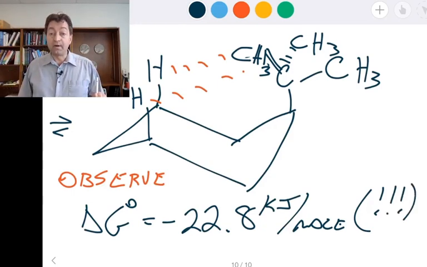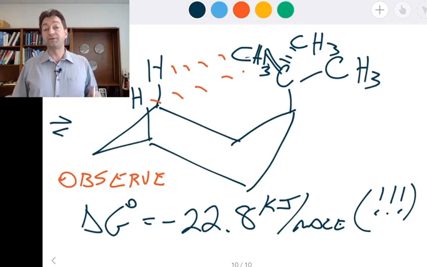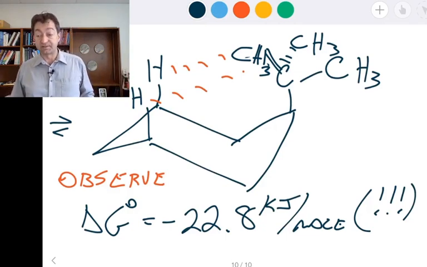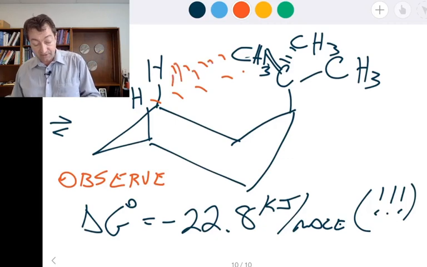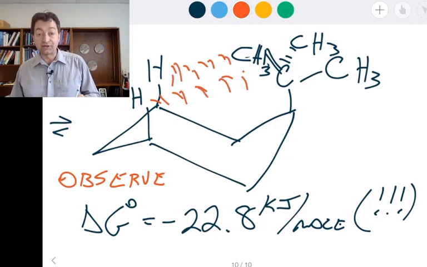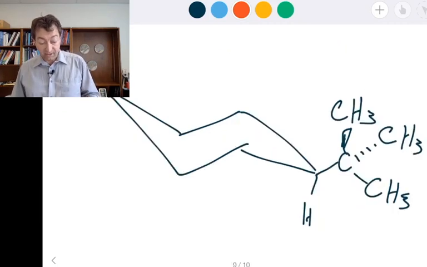Minus 22.8 kilojoules per mole. That's a lot. That's a very big, that's more than twice the difference between the two chair conformations that we observed with that isopropyl substituent. That's simply because there's no escape from sterics in this conformation that we have here. Those 1,3 diaxial interactions are large interactions that really bias the chair conformations towards this equatorial one.